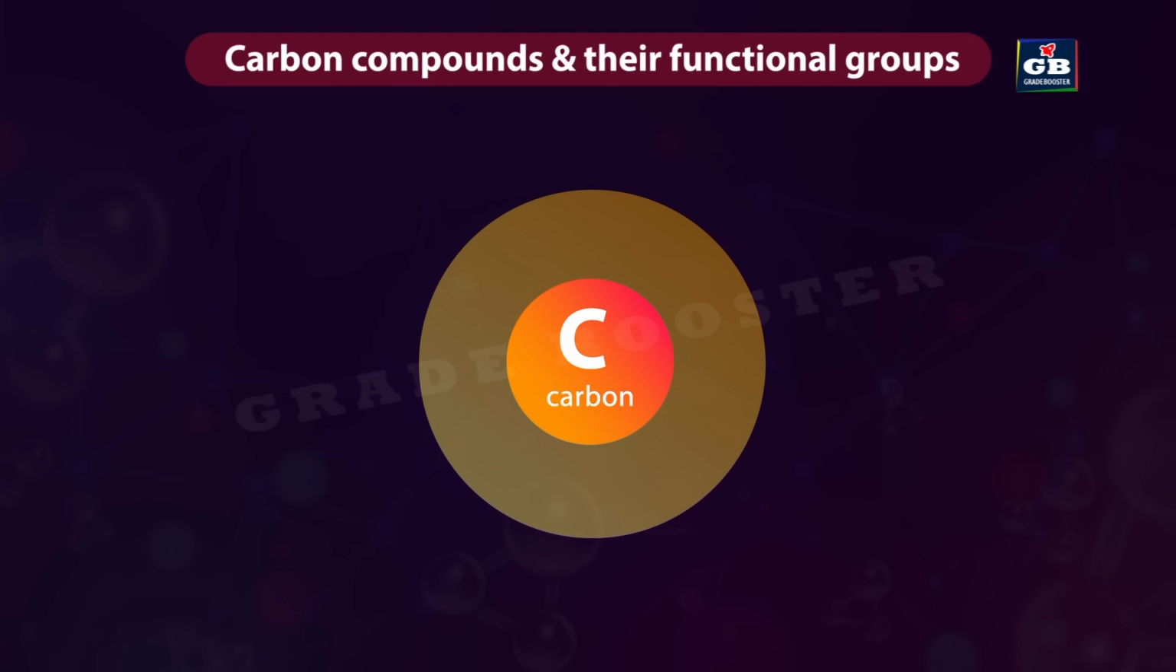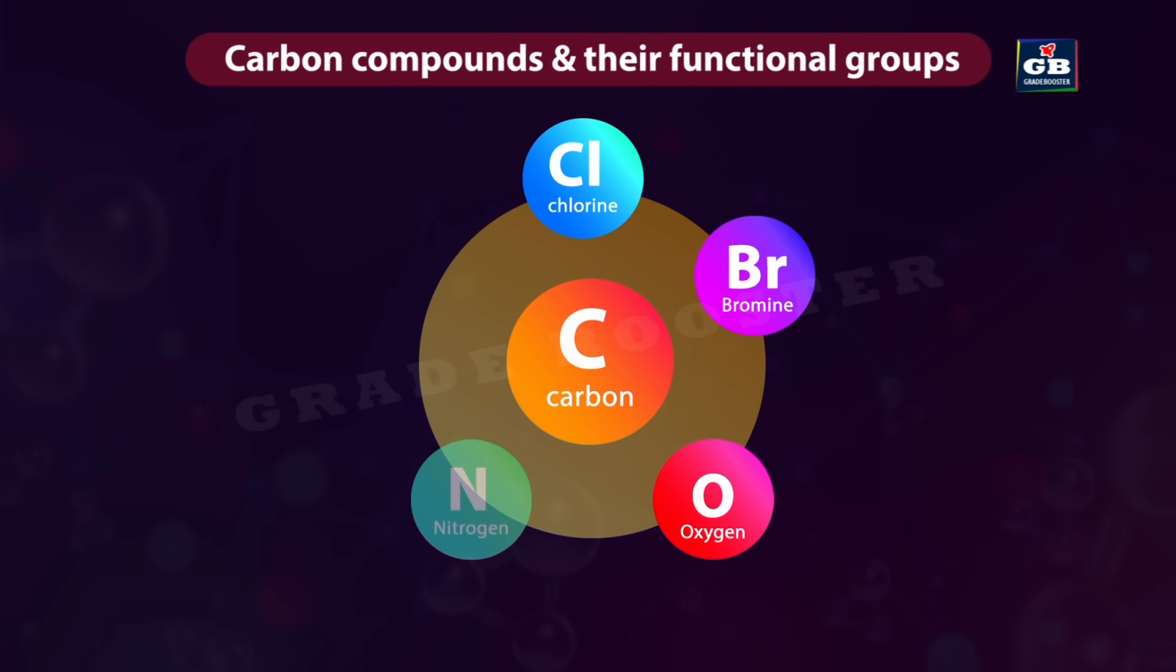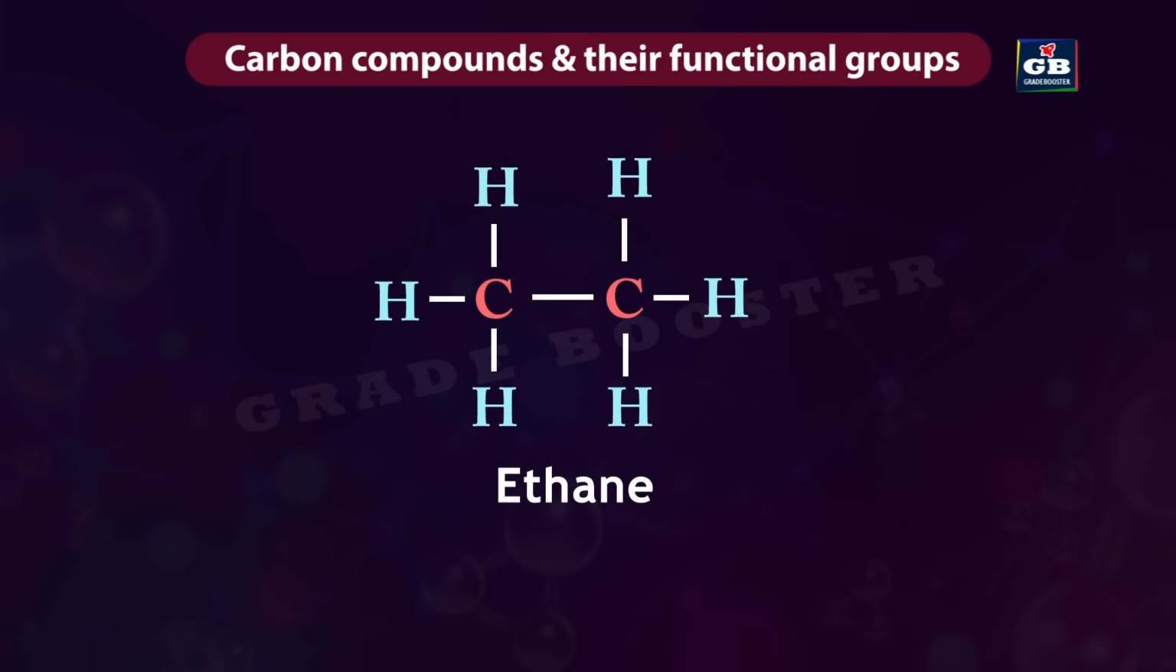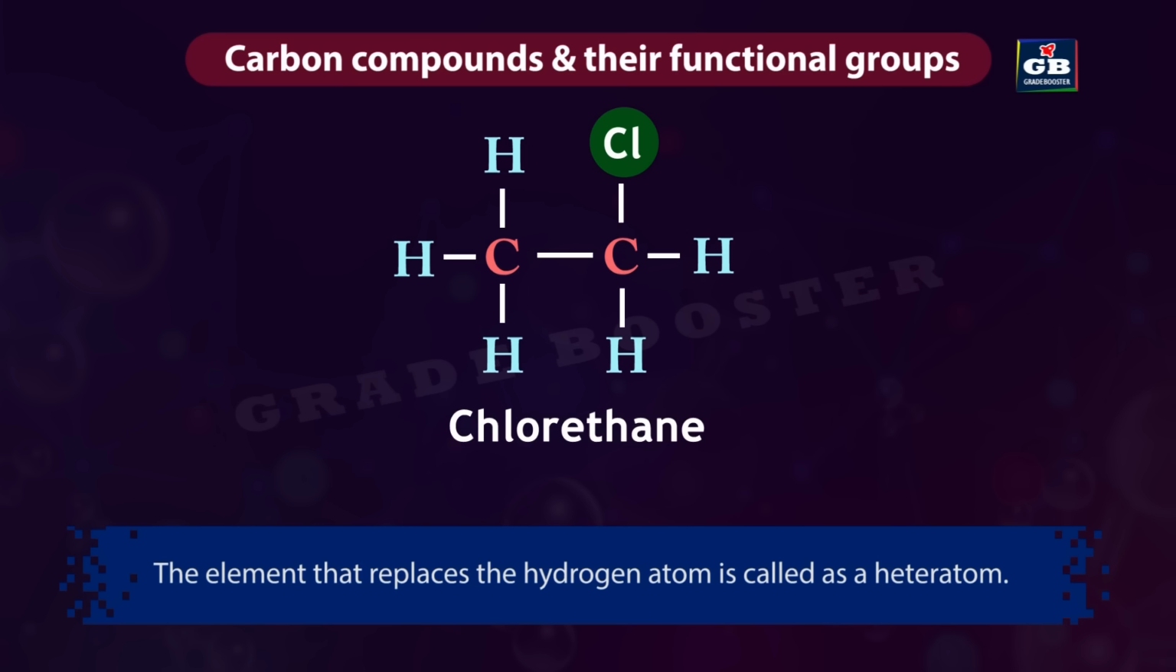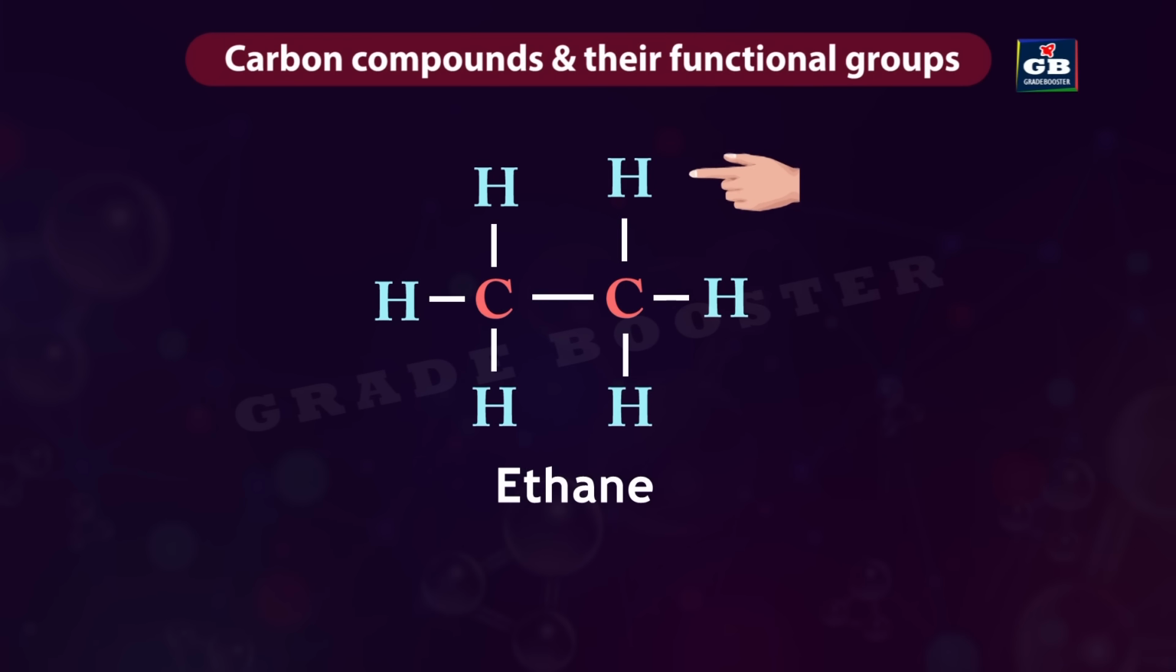Carbon can form bonds with other elements like chlorine, bromine, oxygen, nitrogen and sulfur and forms new compounds. New carbon compounds are formed when a hydrogen atom of the hydrogen-carbon chain is replaced by an element. The element that replaces the hydrogen atom is called a heteroatom. For example, here a hydrogen atom of this compound is replaced by a chlorine atom. So here chlorine is the heteroatom.